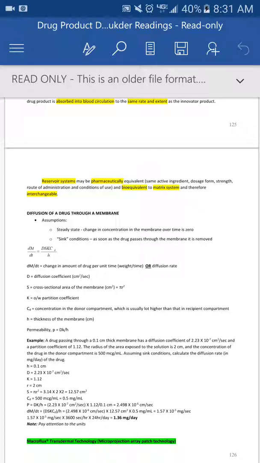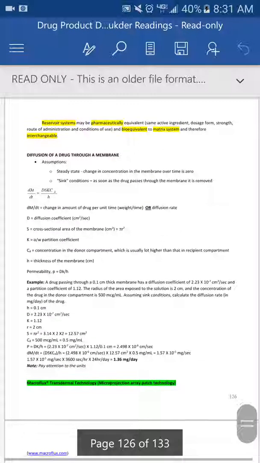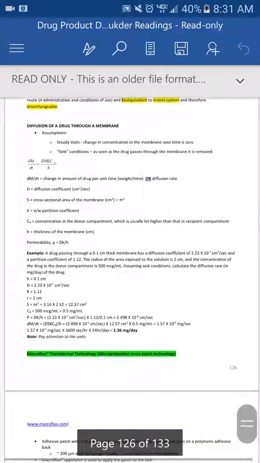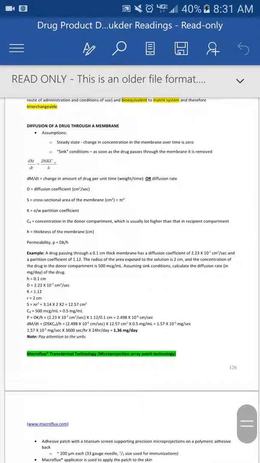Oh, you can have reservoir and matrix systems being bioequivalent, but matrix systems are less likely to dump their dose, so it's really up to the patient and the doctor. Sink condition means as soon as the drug passes through the membrane, it's removed.